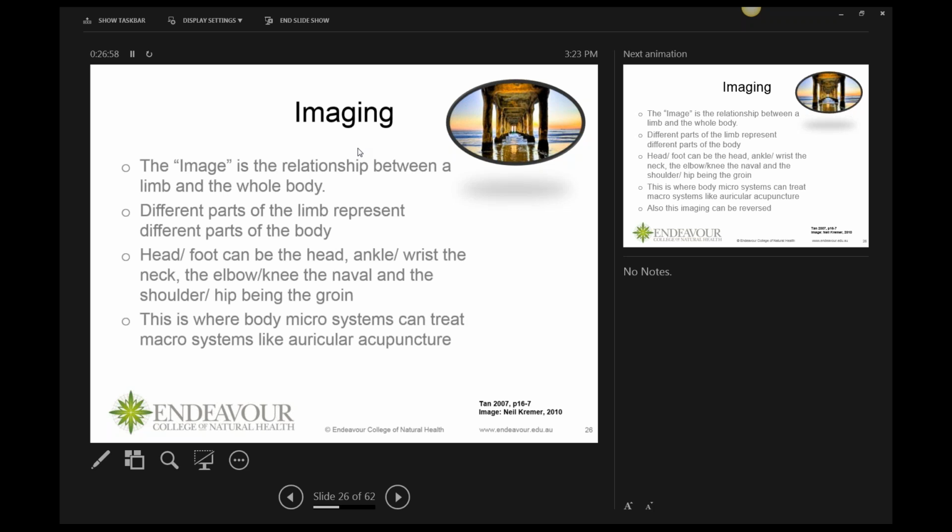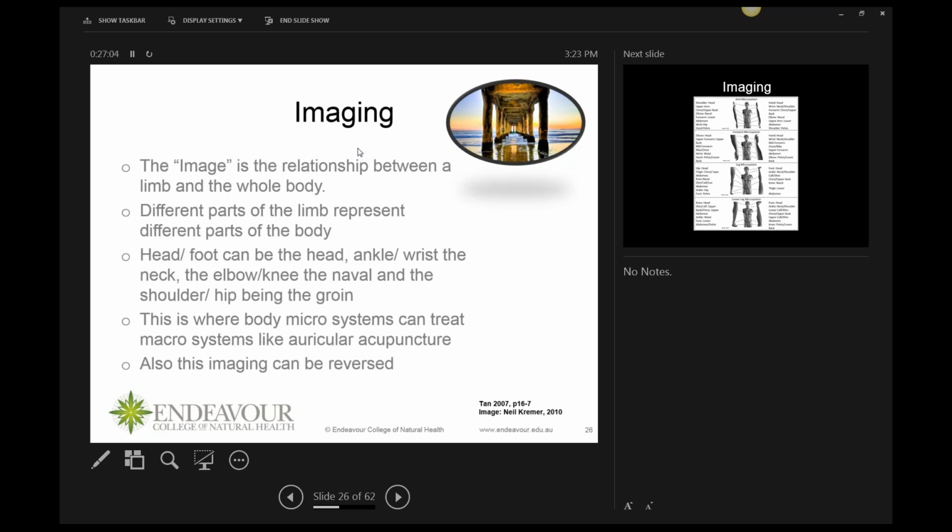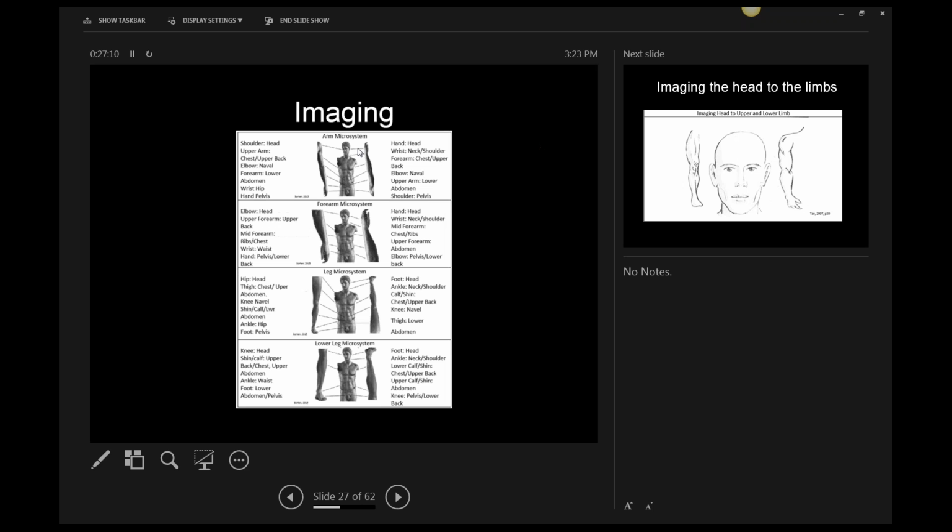So it's just the idea of the whole microsystem that can treat the macro system, common in auricular acupuncture. And again, just to complicate things, it can be reversed as well. So again, this is the other diagram showing those reflexive actions, which I'm sure you can go through in your own time. You don't need me to walk you through that, but basically things are reflexive.